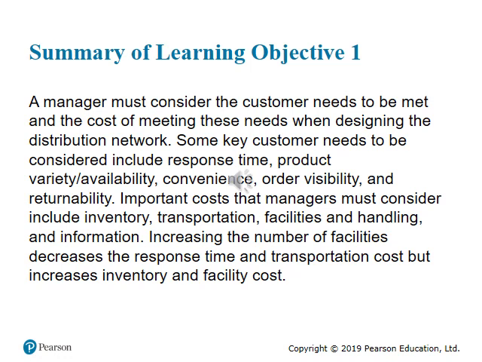distribution networks. Important costs that managers must consider include inventory, transportation, facilities, and handling and information. Increasing the number of facilities, for example, decreases the response time and the transportation cost. However, it increases inventory and facility cost.